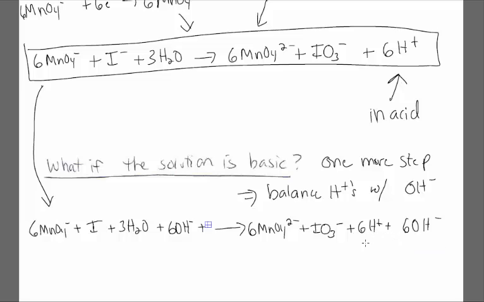Okay, now when you have 6H plus and 6OH minus, they combine. That's neutralization. You get 6 waters. And over here, you have 6 OH minuses. So now you've combined those to make water. You have 3 waters over here and 6 waters over here. You can cancel out 3 waters to make that a 3. So now in the end, you will have 3 waters on the product side.